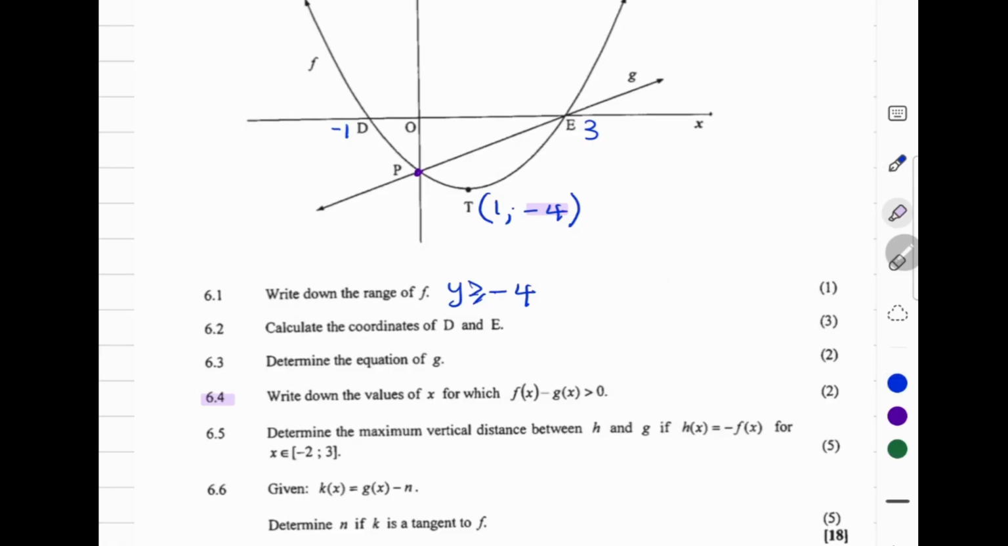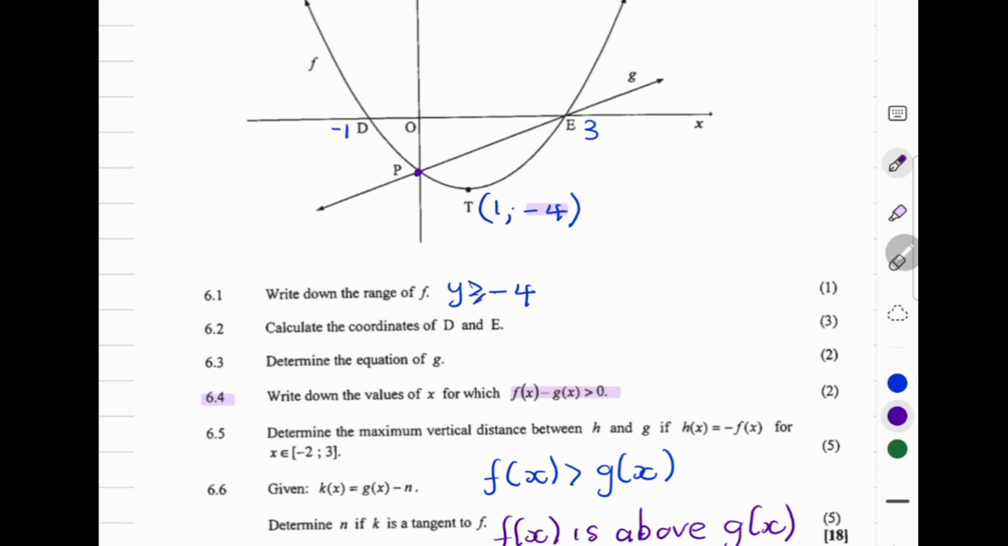And then 6.4 wants you to write down the values of x for which f(x) - g(x) is greater than 0. So we can rewrite this question. We can transpose g(x), where it means now f(x) is greater than g(x), right? Now what does this mean? f(x) greater than g(x) means that f(x) is above g(x). So let's determine where our graph of f(x) is above g(x).